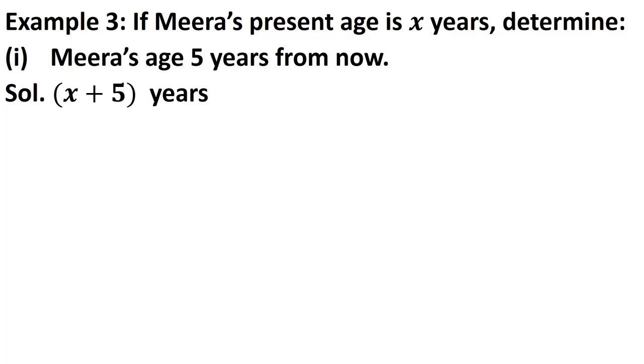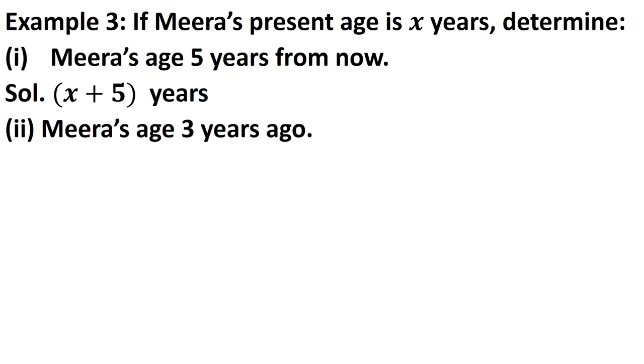If today your age is 12 years, what is your age after 2 years? Definitely 12 plus 2, that is 14 years. Same is here. If today's Mira's age is x, then what is her age 5 years from now? That is x plus 5. See the second. Mira's age 3 years ago. Ago means in past. So for ago we will subtract. It is x minus 3 years.